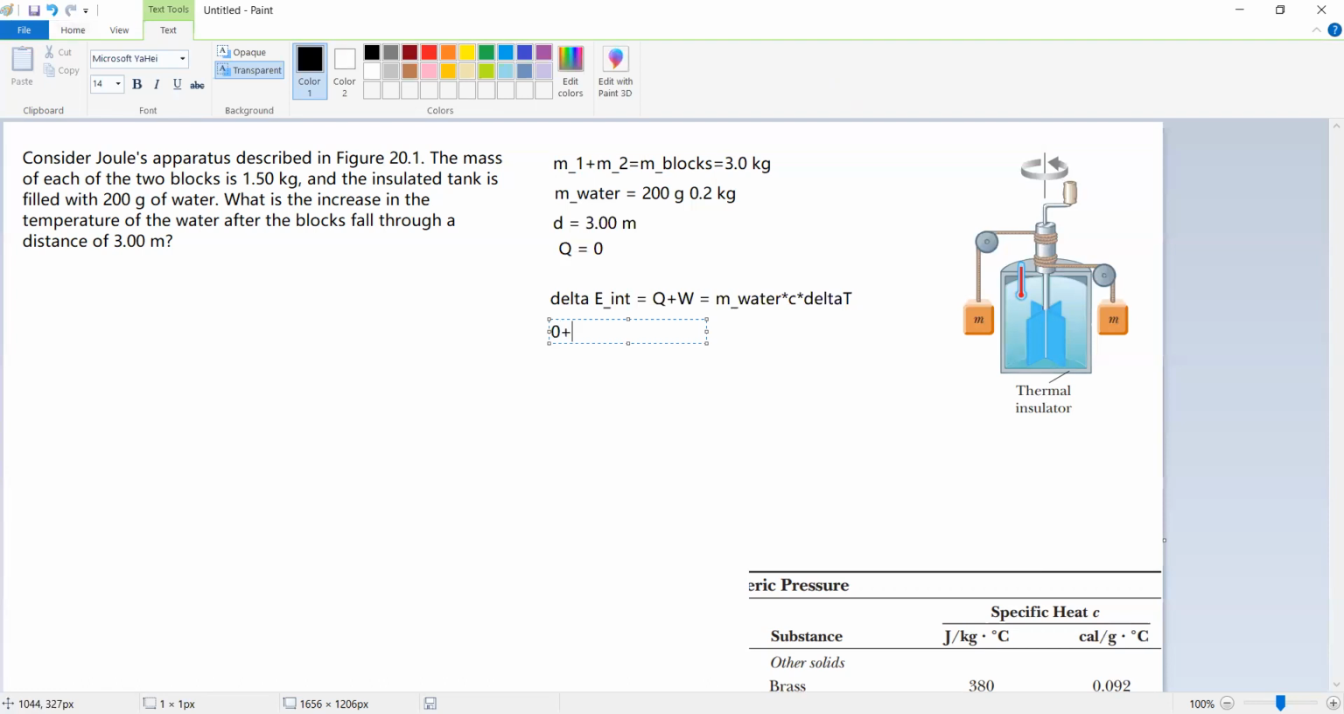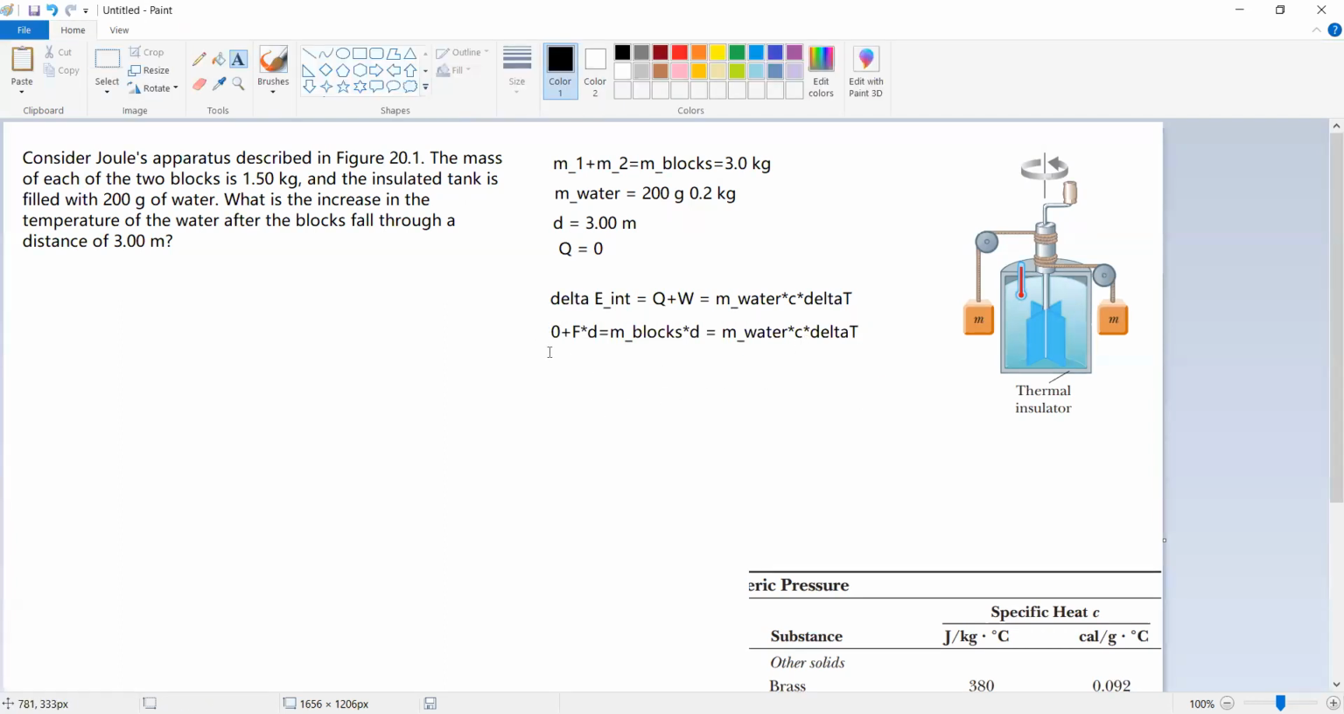Now, let's sub in the formulas. Q is 0 in the statement, and then F times D for the work, but what is F? Well, F is mg, but the M of what? The M of the blocks, because it is the work of the blocks times the D, and is equal to M of water times C times delta T, and the C is the specific heat right here.